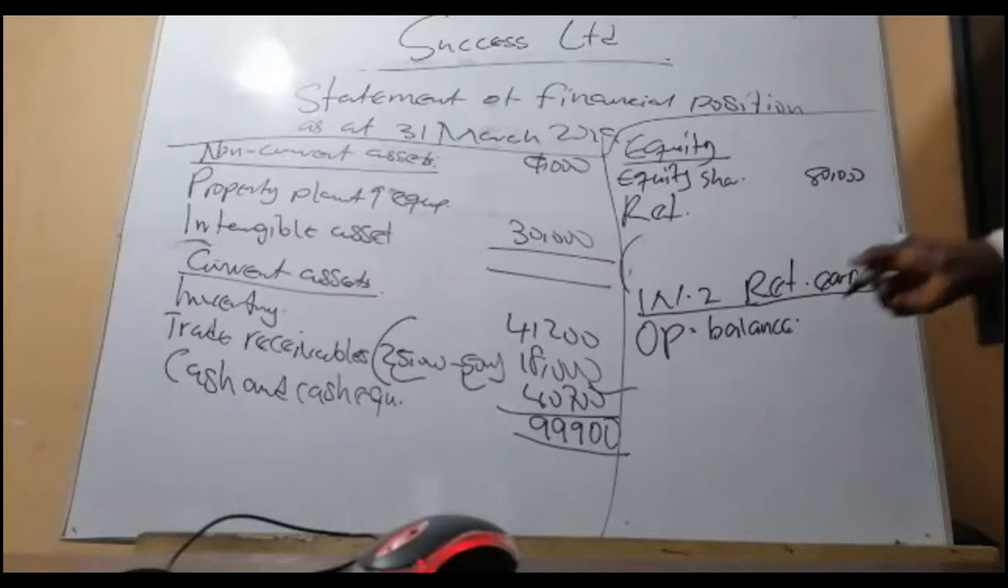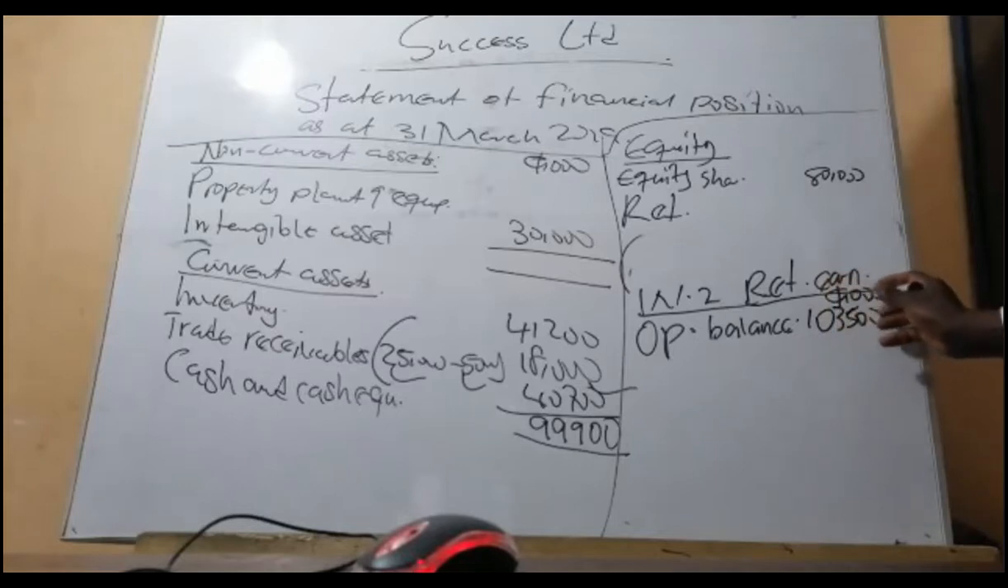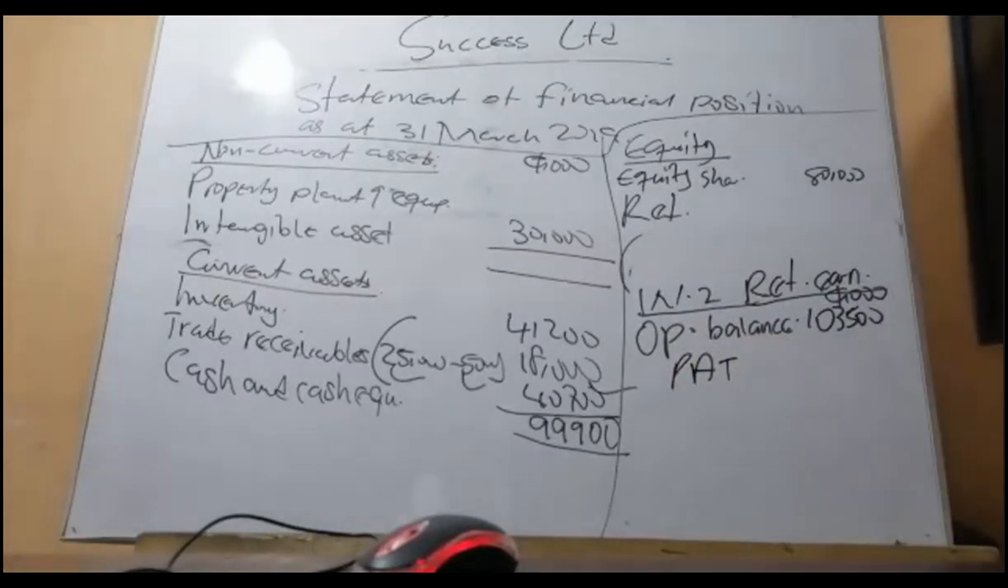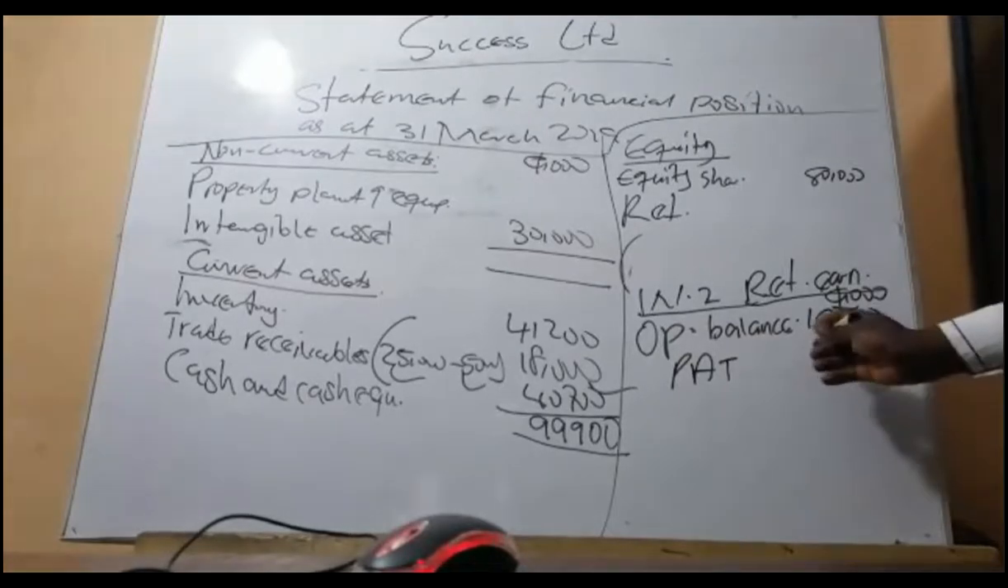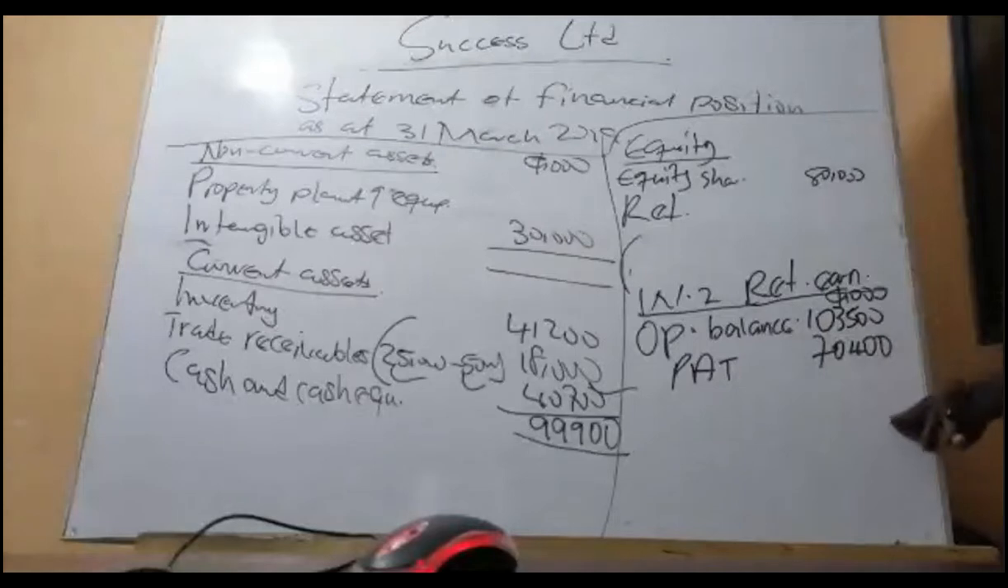Good. So the opening balance is 103,500, and don't forget to put your currency. Then what's the profit after tax, or profit for the year, from what we had? We had 70,400. If that figure is wrong, it will be wrong here too. Now let's continue.